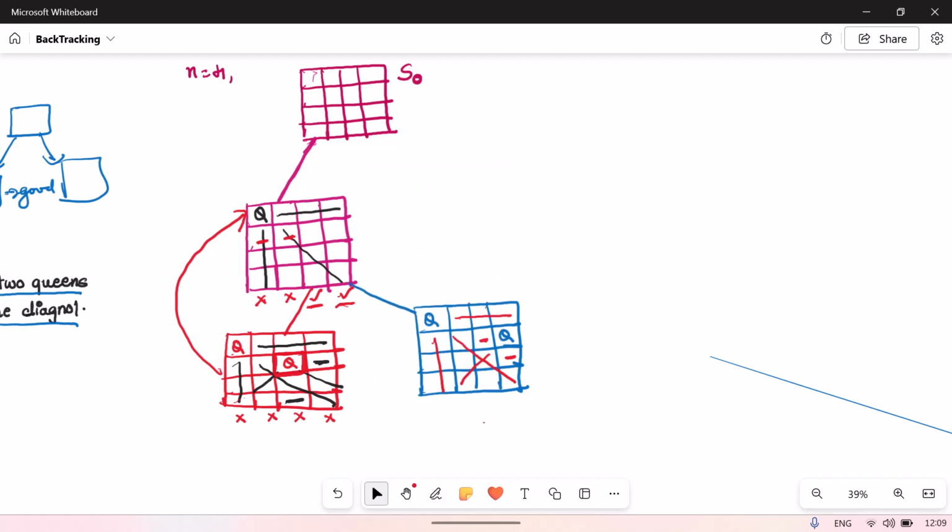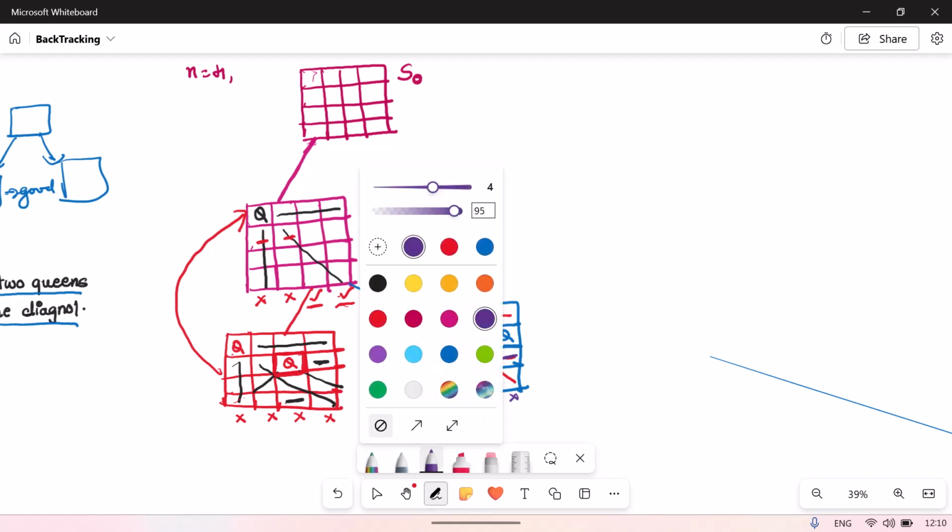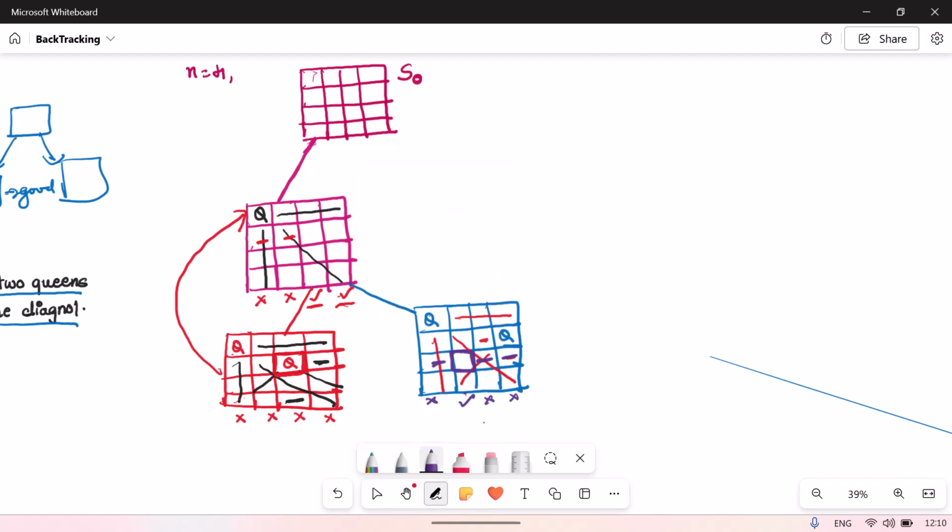Let us try to see. Your second row is also filled. Now, third row. This position can't be filled. This position can't be filled. This position also can't be filled. Here also. Where is the possibility now? This box, right? You can place it over here. So, this is a valid solution. So, from here, go and do the step.